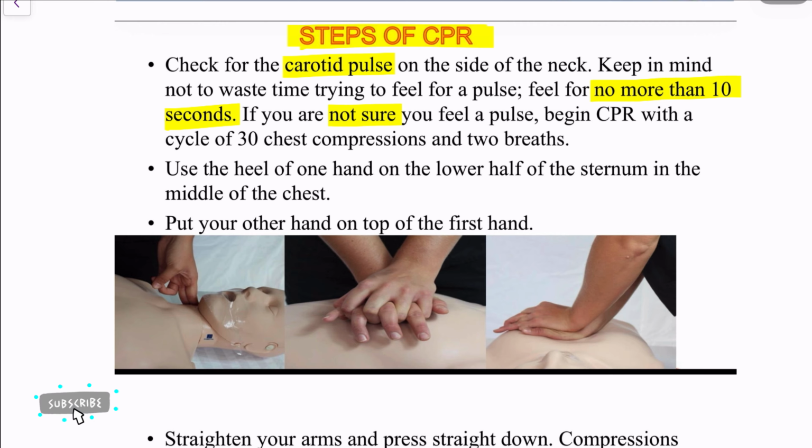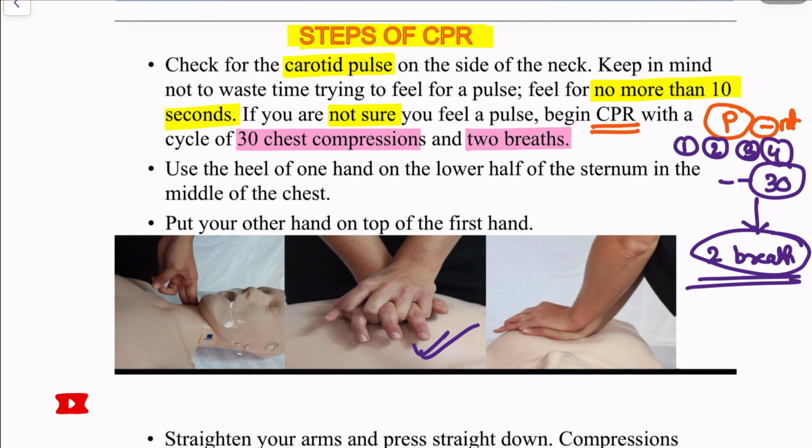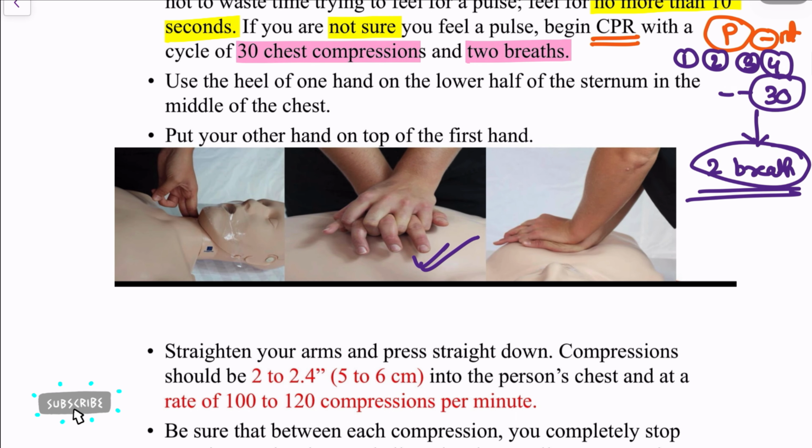If the pulse is absent, then always start the CPR. And CPR should be in the ratio of 30 chest compressions and 2 breaths. You have to count 1, 2, 3, 4 while giving the chest compressions up to 30. After giving 30 chest compressions, you have to give 2 breaths to the patient in the mouth. We will see how to give the breath as the video goes on. So 30 chest compressions and 2 breaths should be given.